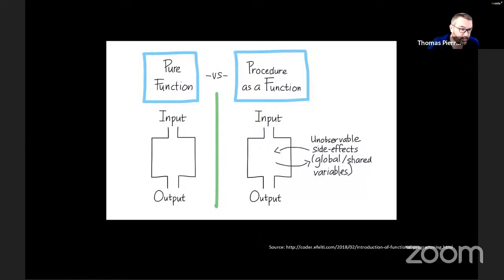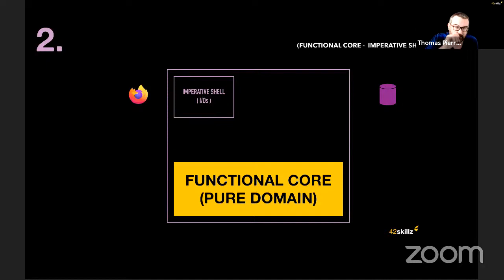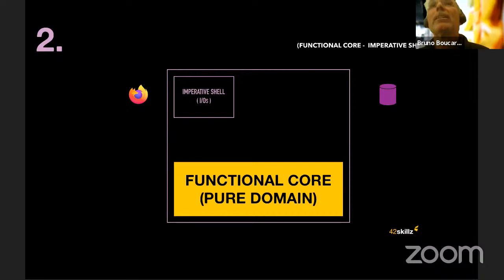Okay, so this being said, Bruno, the second option after hexagonal architecture is? Functional core, imperative shell pattern. Okay. In that option, we will consider two things. First one, pure functions located in what we call the functional core, in yellow here. Number two, non-pure functions, IO side effects, that will be located in what we call an imperative shell.